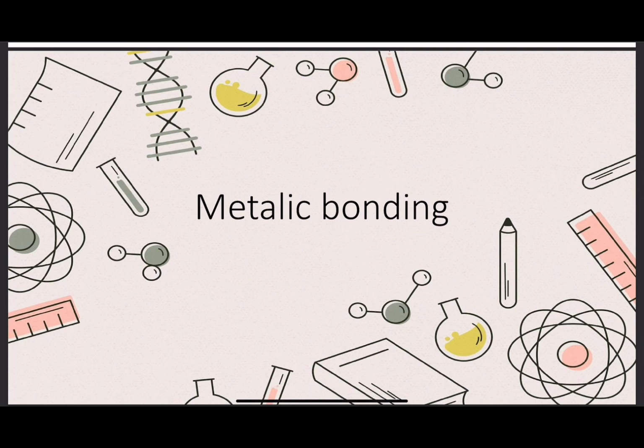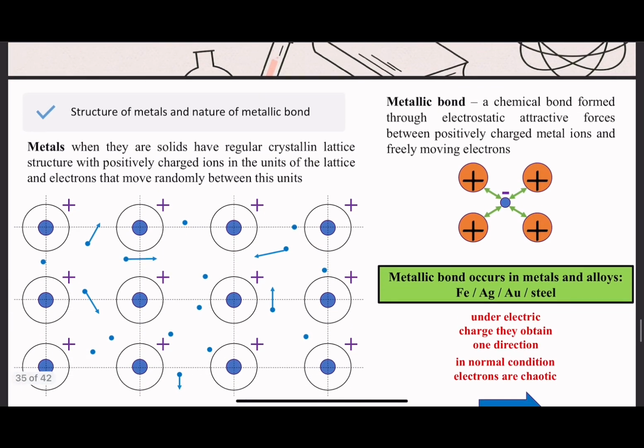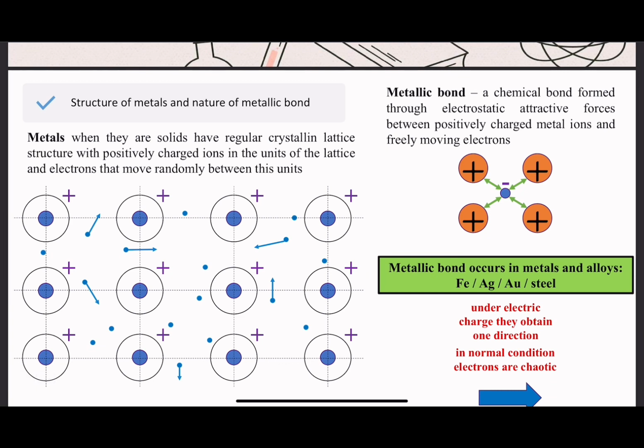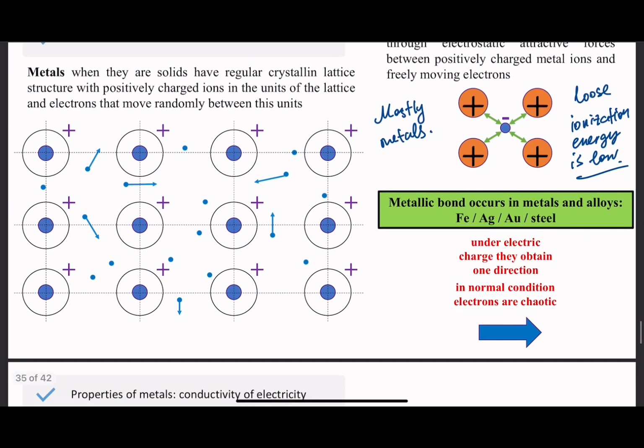Okay guys, now we're going to continue with metallic bonding. Before we go ahead, I want to make sure that we know that in the periodic table we have mostly metals, right? And metals lose electrons because their ionization energy is low. So when you have a metal, it's easy for it to lose electrons and become positively charged, right?